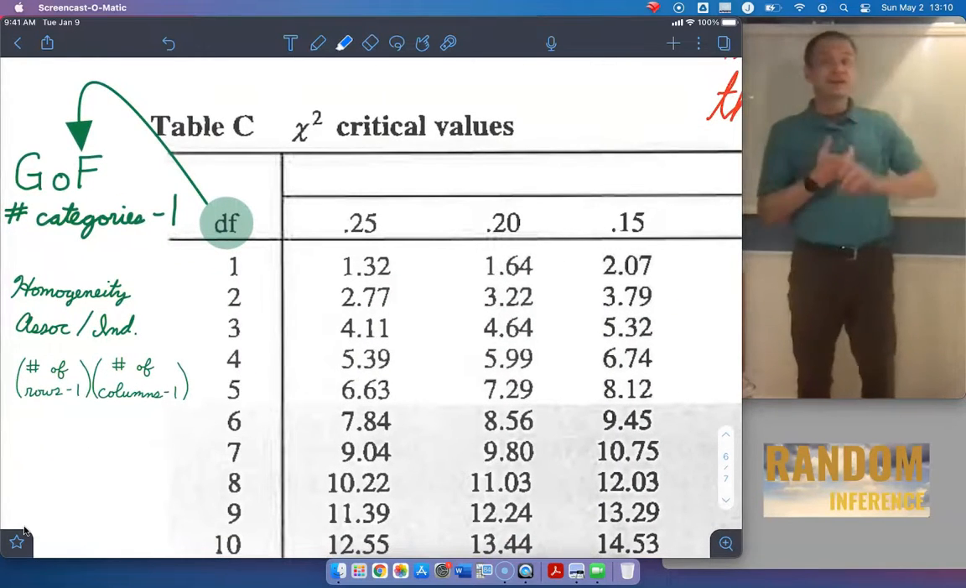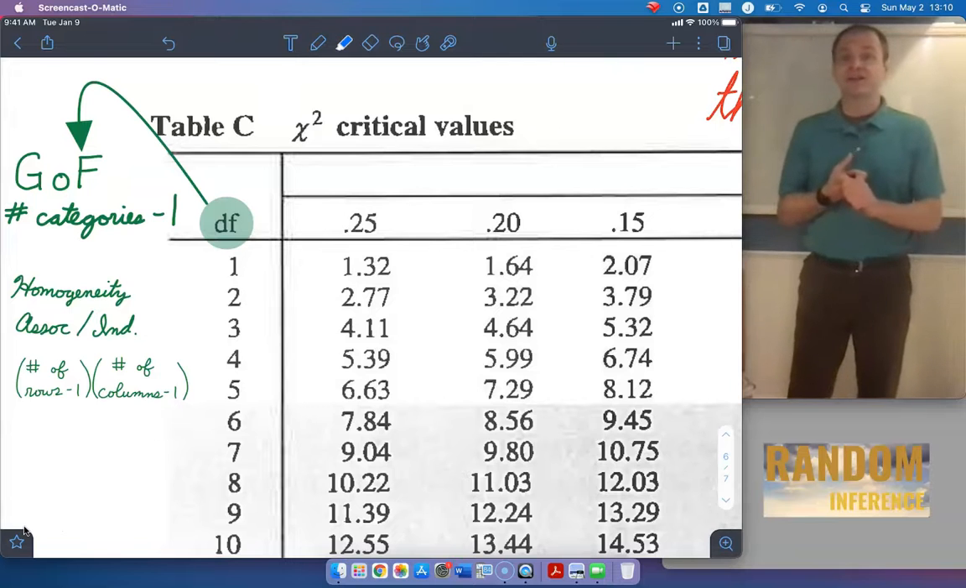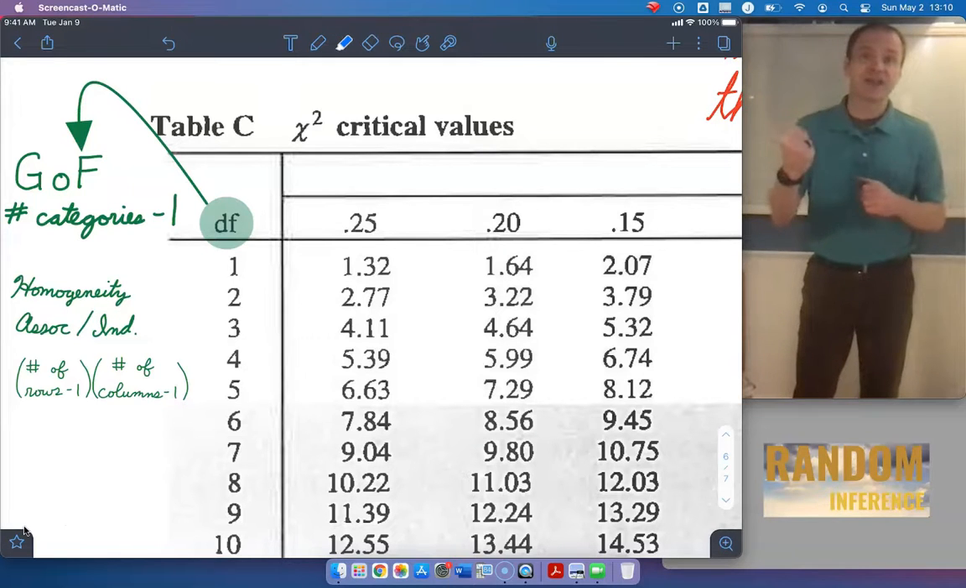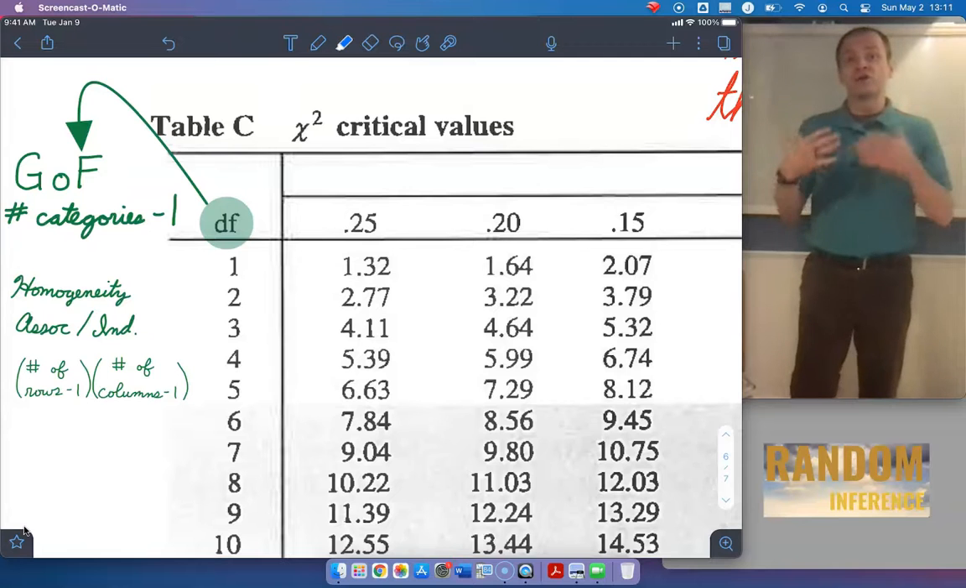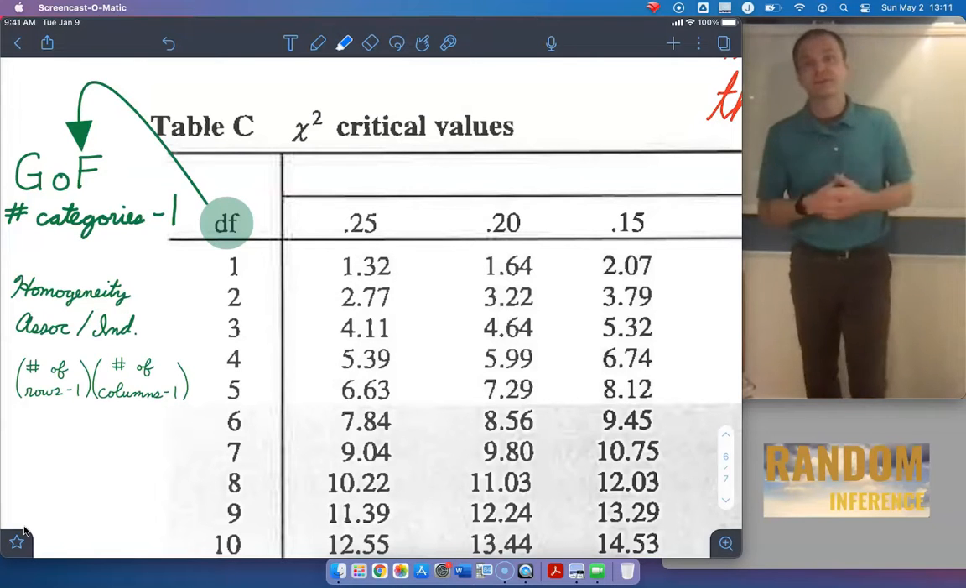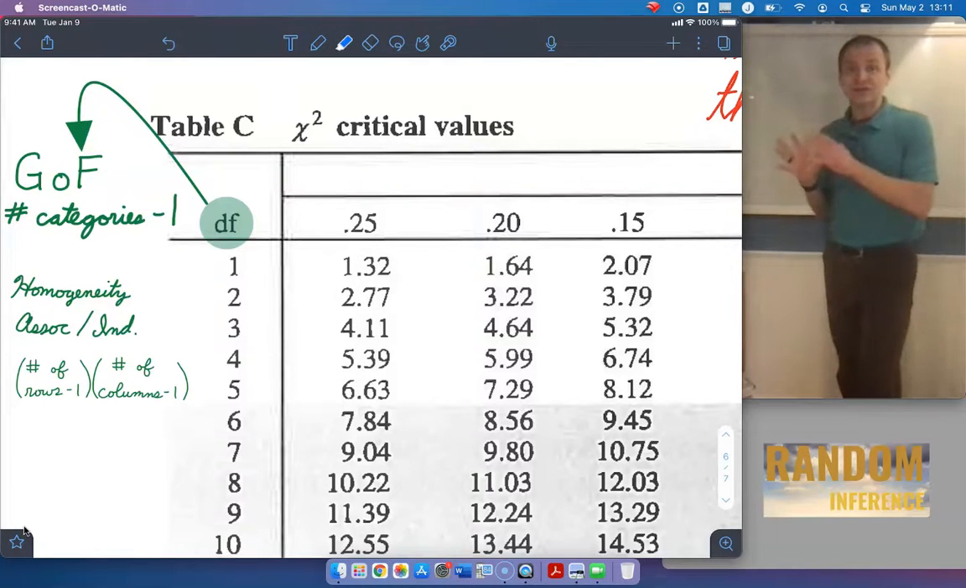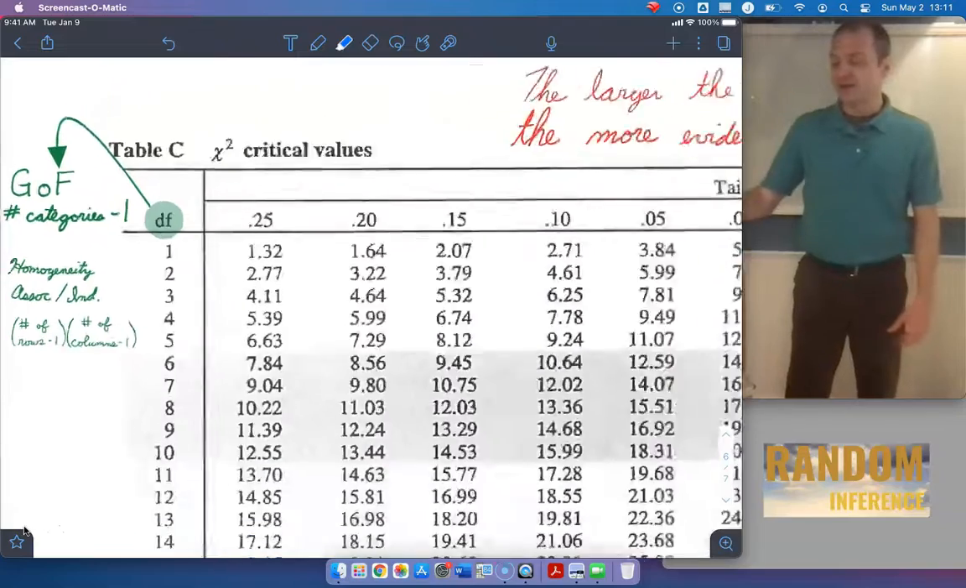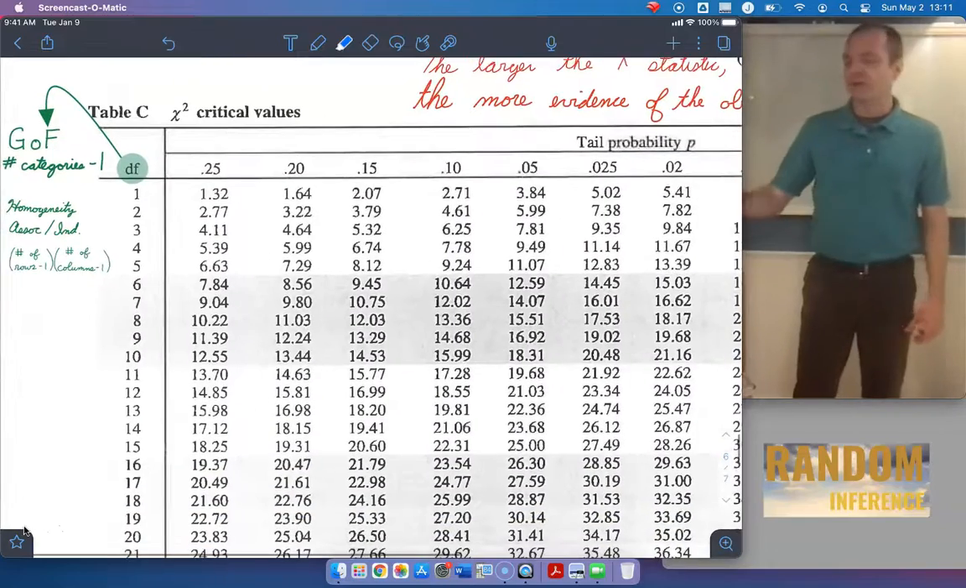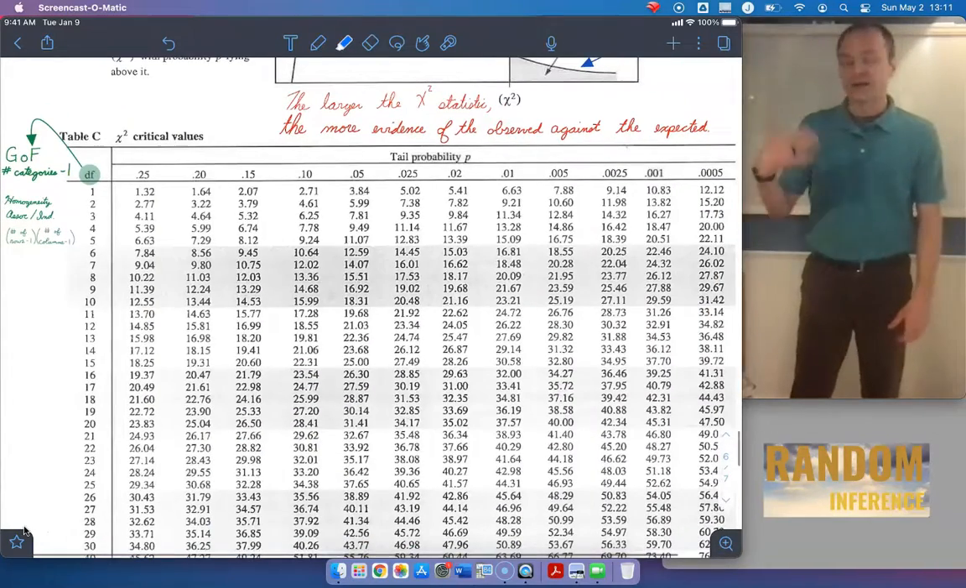There's a few degrees of freedom formulas. When you're dealing with goodness of fit, it's number of categories minus 1. If you're dealing with homogeneity or independence and association, you're dealing with number of rows minus 1 times number of columns minus 1. So those are two different formulas. One's for goodness of fit, one works for both homogeneity and association. But there's our table C. Again, that's going to give us our degrees of freedom. We have our tail probability that's given to us, and we could go from there.